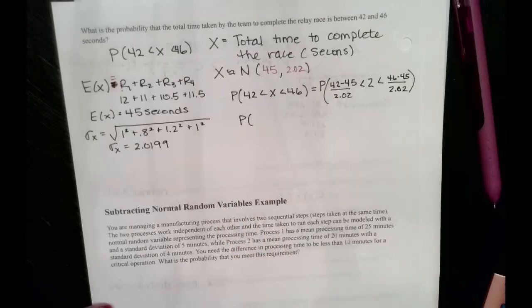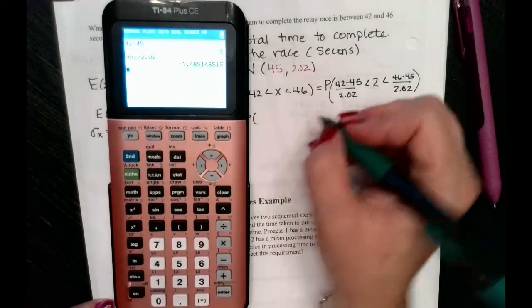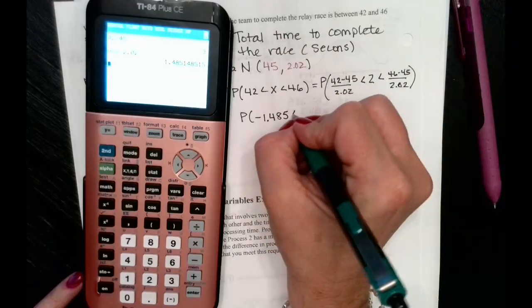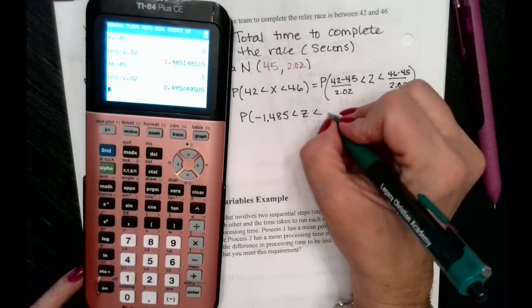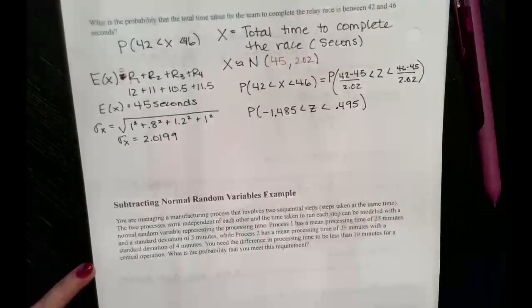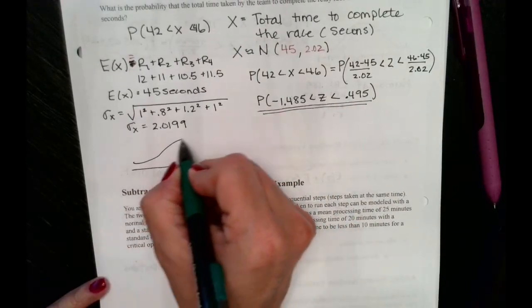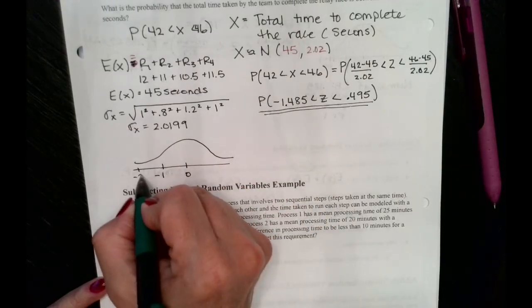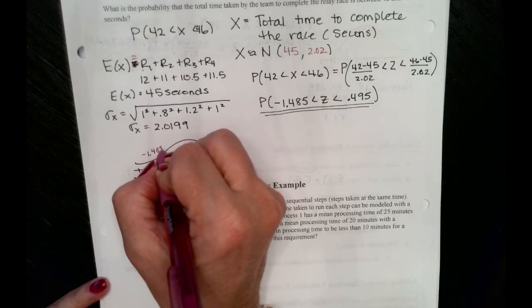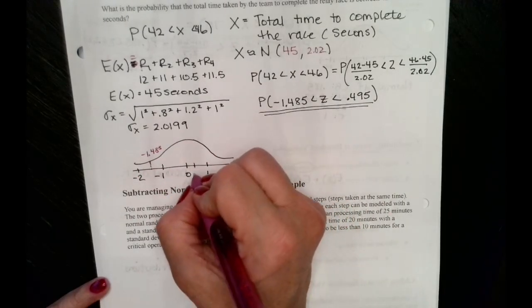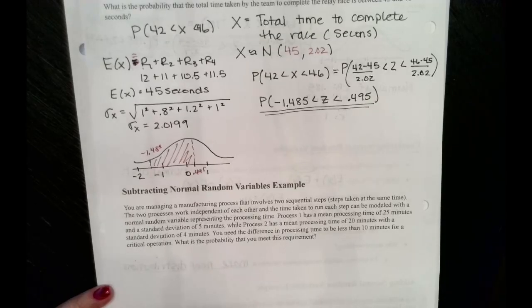Okay, so I'm going to write this here. I haven't done this math, so I need to do this real quick. 42 minus 45. So I get negative 1.485. And that end of it is 0.495. Okay, so here is my probability distribution. So I know that it's normal, so I'm going to draw my curve here. This is 0, -1, -2 standard deviations, and 1 standard deviation. It'll all fit in there. So this value here is negative 1.485, and this value right here is 0.495, and I want to know the value in between those 2 points.